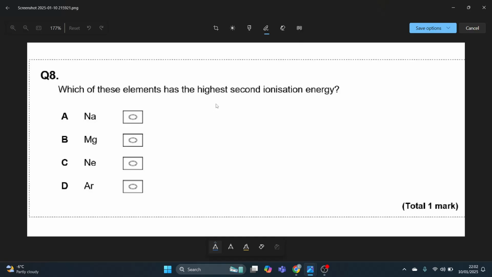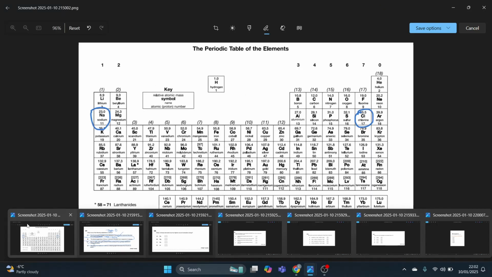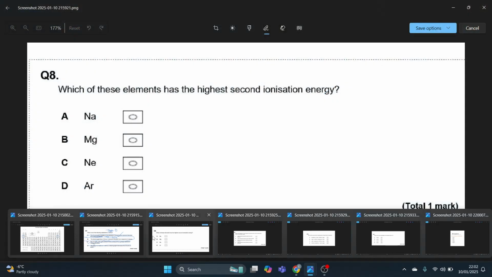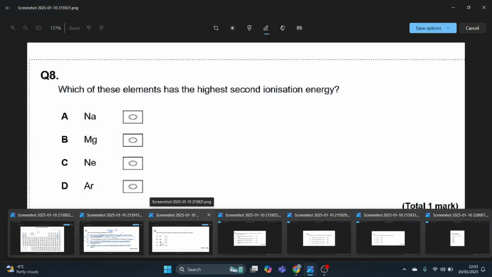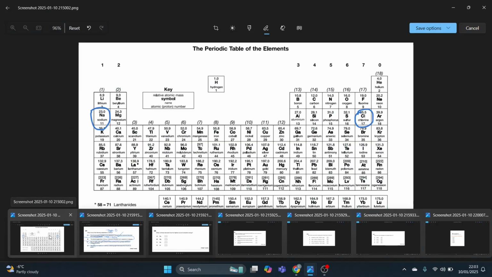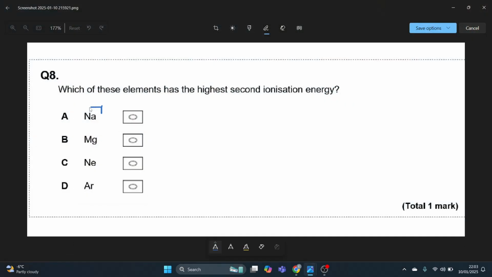Question 8. Which of these elements has the highest second ionization energy? Sodium, magnesium, neon, argon. Well, I know first ionization energy decreases down the group and increases across a period. However, sodium has the smallest ion, so it's going to be sodium. It's going to require a large amount of energy to remove an electron from its second outer shell.